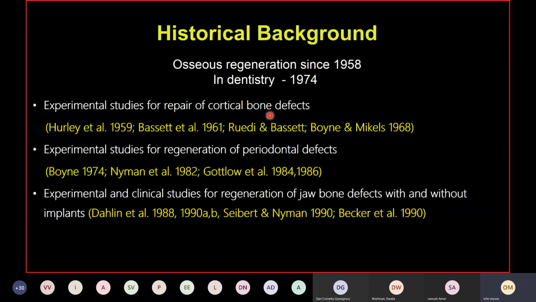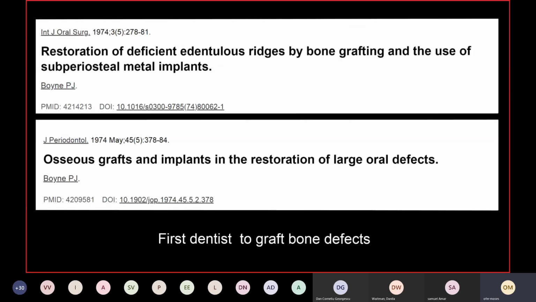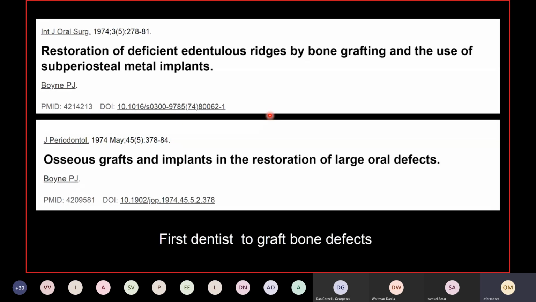they used a membrane to allow bone growth, and the first dentist to do it was Bowen in 1974, in which he restored deficient edentulous ridges by bone grafting. This is just to pay tribute to the pioneers who understood something which is very popular and commonly used by us dentists on a routine basis.